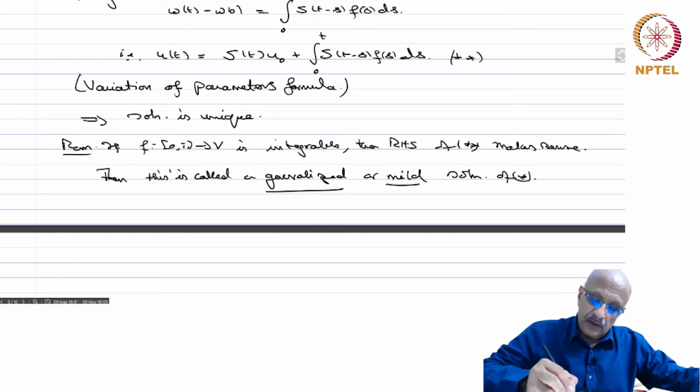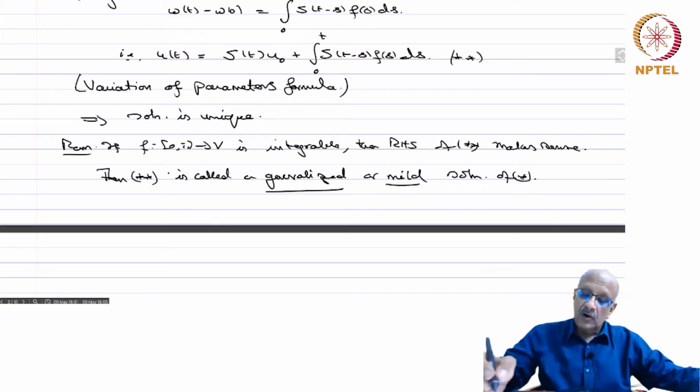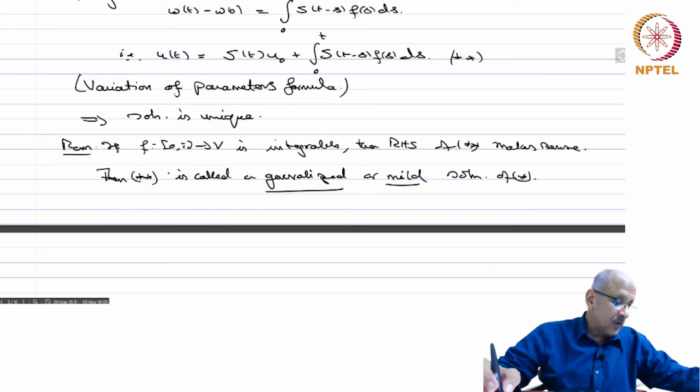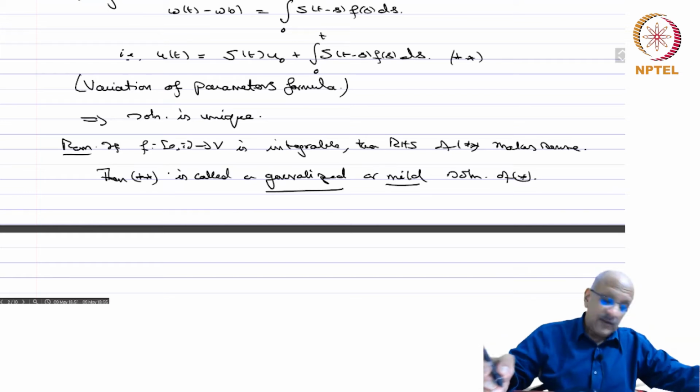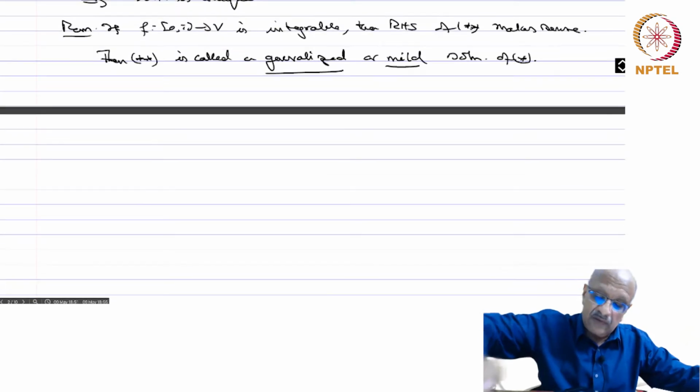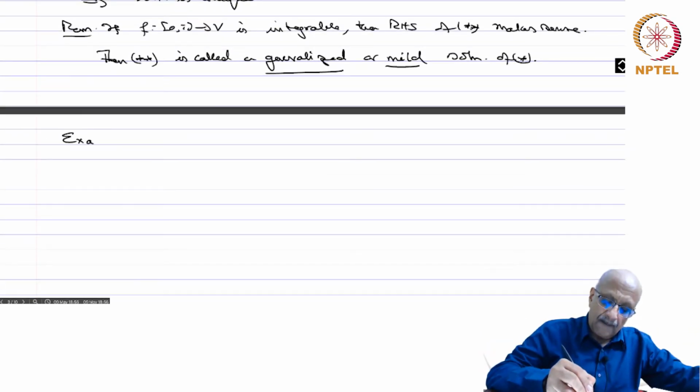So, let us say (double star) is called a generalized or mild solution of this equation. Okay. So, a generalized solution always exists if you have integrability, but it may or may not be a classical solution. So, let us give an example of this.